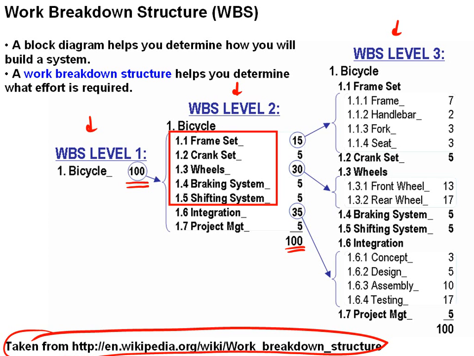But let's take a look at something else. This part of our work breakdown structure, the frame set, the crankset, the wheels, the brakes, the shifters, probably corresponds very, very closely to the block diagram of a bicycle. But also on the work breakdown structure here, there are some things that don't correspond to actual functions of a bicycle, the integration, the project management. These are things that take effort, but are not part of the function of the bicycle.